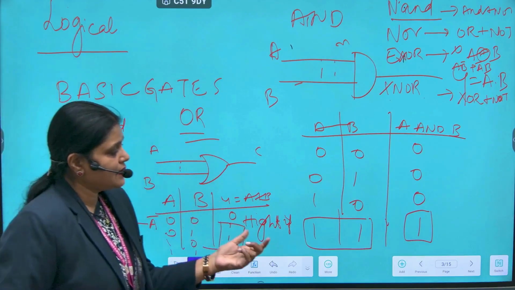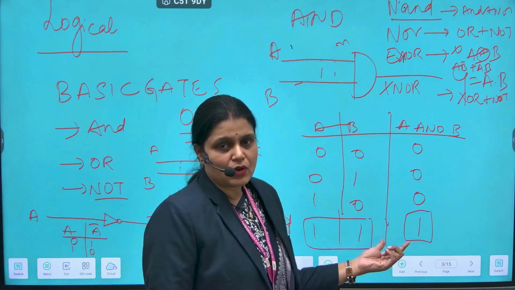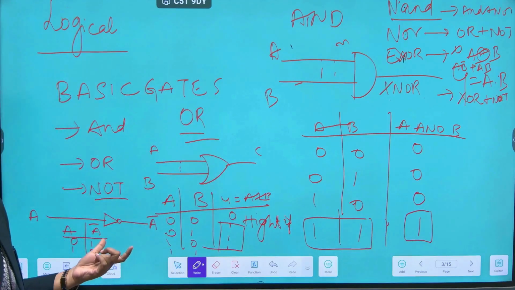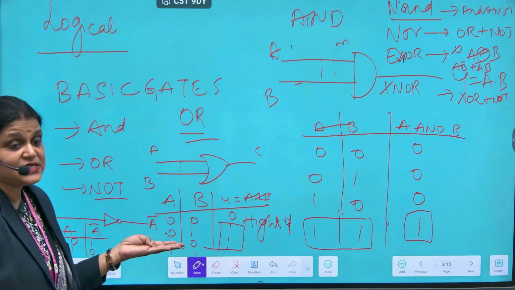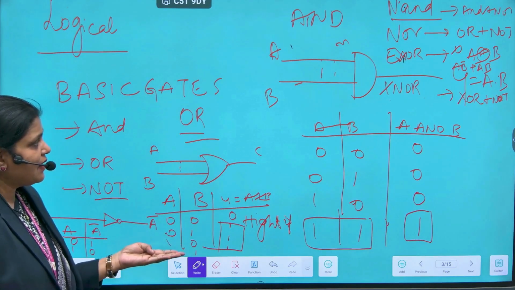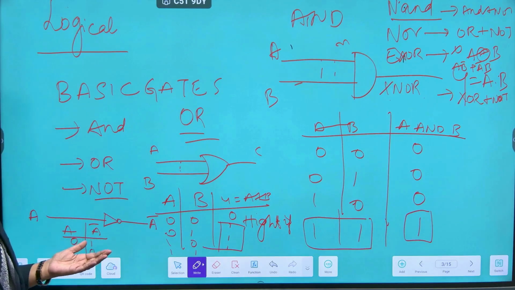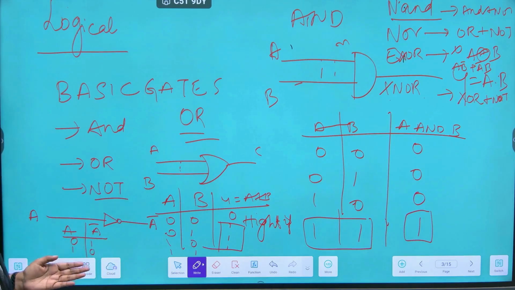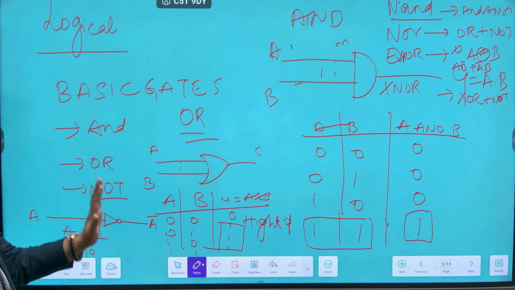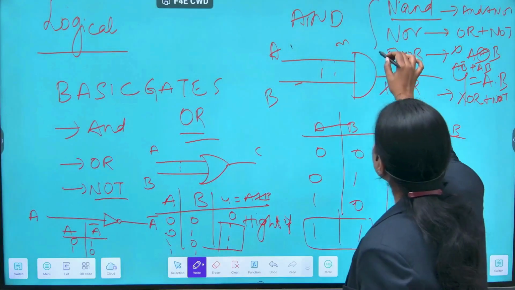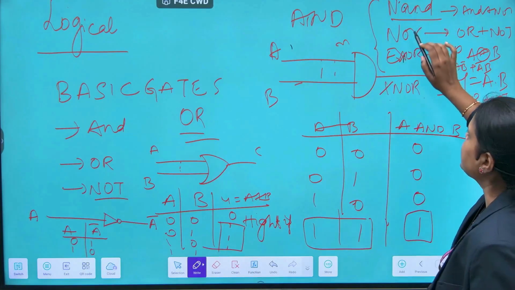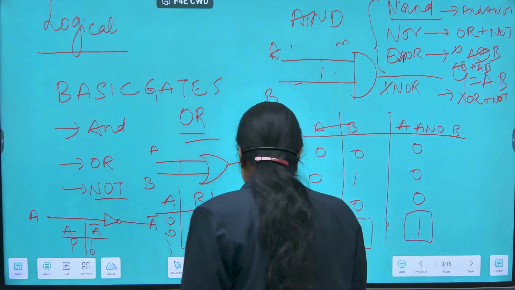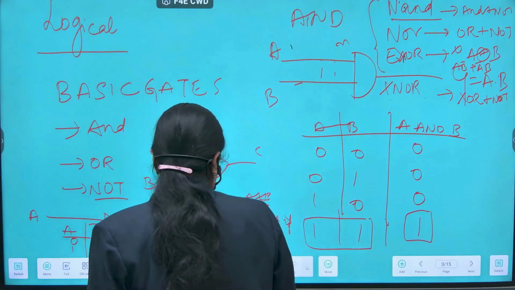AND means the output is high if and only if both inputs are high, and the OR gate means the output is high if and only if at least one input or both the inputs are high, and the NOT gate means whatever we give, if we give 0 it gives us 1, and if we give 1 it gives us 0, it gives us the complement. So these are the basic gates and these are the combinational gates or the special gates, that is NAND gate, NOR gate, XOR gate and XNOR gate. Let's look into the combinational gates.